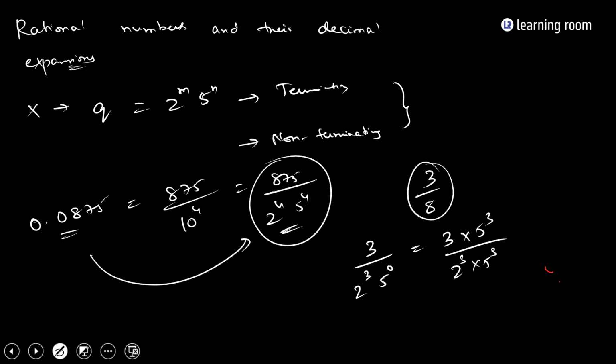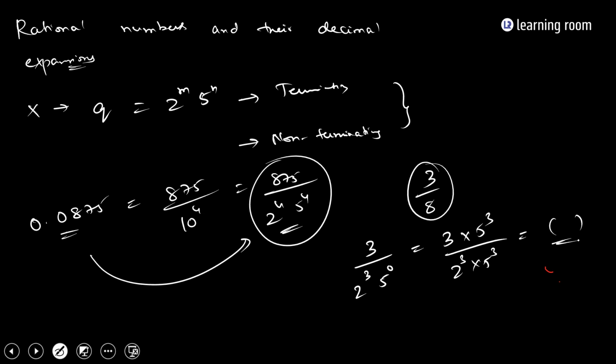Because when I asked you why 2 power m into 5 power n is coming, Neeraj told me that, correct, Neeraj, you told right? Because 2 into 5 is going to give us 10, but the 2 into 5 will give you 10 only if the powers are same. Correct? So 3 into 5 power 3 divided by 2 power 3 into 5 power 3. So this is going to have a terminating value.